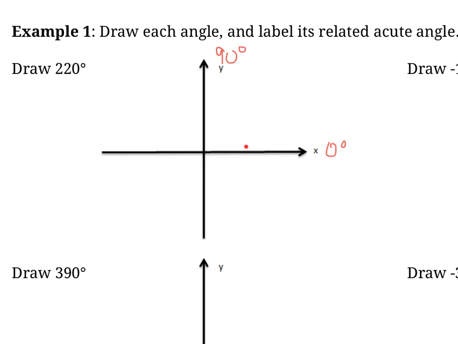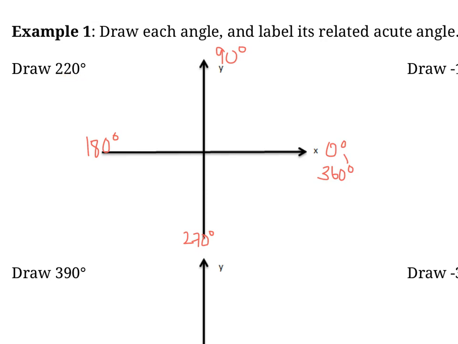If we were to continue opening up another 90 degrees, what would this be? Well, this would be 180 degrees. And if we continue one more, what's 180 degrees plus another 90 degrees? Well, that's going to be 270 degrees. And what if we were to open it from our initial arm all the way around and back? Well, that would be 360 degrees. So 0 degrees can also be 360 degrees. Now it's going to be easier for us to draw 220 degrees.